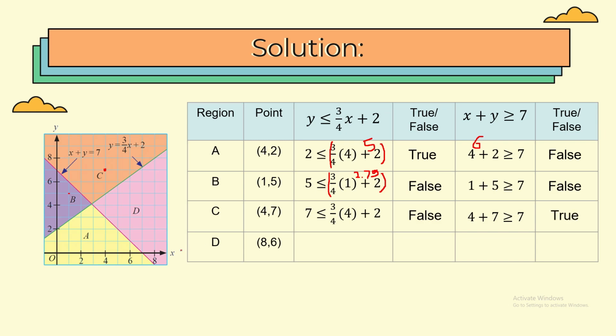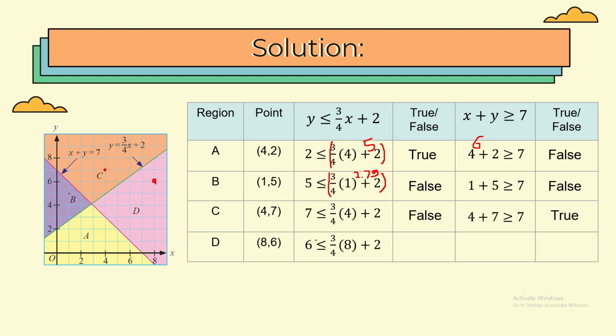And then the last region is region D. Okay, I pick point at 6. Okay, at 6 it is around here. Okay, this is the point. Okay, and then I substitute this point into the first linear inequality. Okay, after you substitute into the linear inequality, you solve this linear inequality.